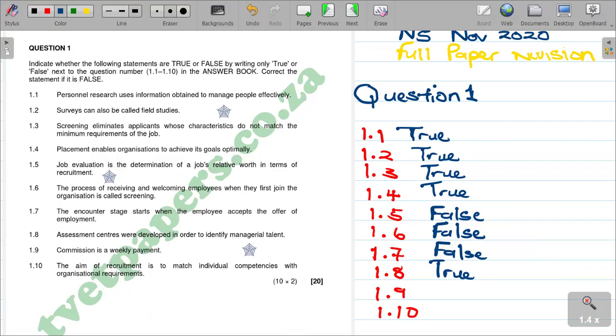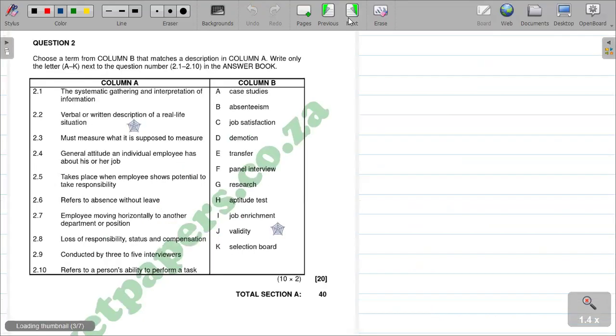The aim of recruitment is to match individual competence with organizational requirements. The answer is true, right? So 1.9, commission is a weekly payment. That's false. And then 1.10 is true. So let's move on to the next question.